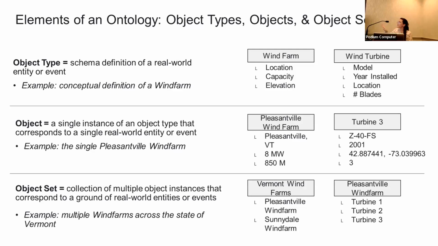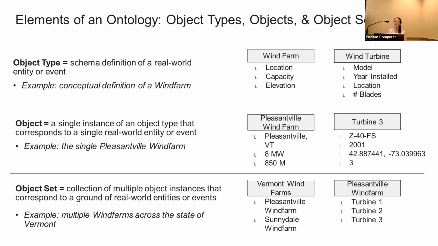Starting at the top left, we have the object type. This is your schema definition of the real entity or event that you're trying to describe. You can think about this as your data standard or model. At a lot of sessions throughout the week, we've heard a lot about establishing data standards and frameworks. This object type is really that data standard that you're defining. It should ideally exist outside of the data and be agnostic to the data.